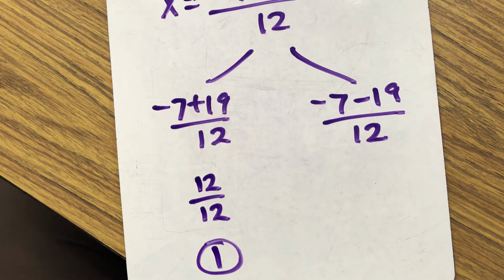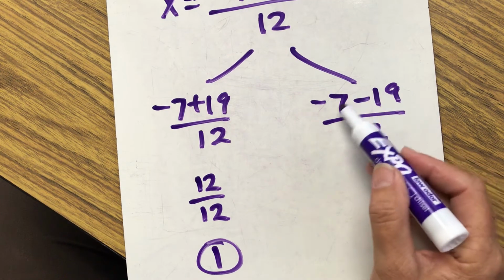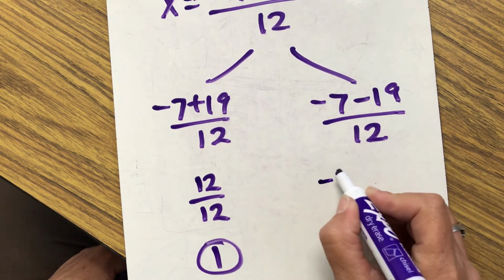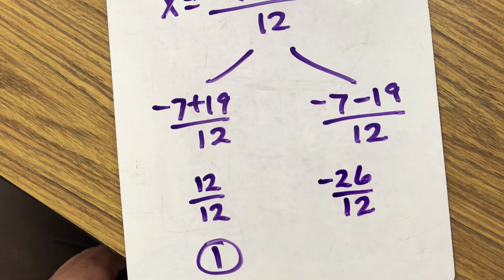And let's see what the next one's going to be. So that's 19, negative 19, go back 7 more. That's going to be negative 26 divided by 12. Well, that's not very interesting. So we need to reduce. Can you guys think of a number that goes into both? Well, the one that stands out in my brain right now is I can see that 2 goes into both.